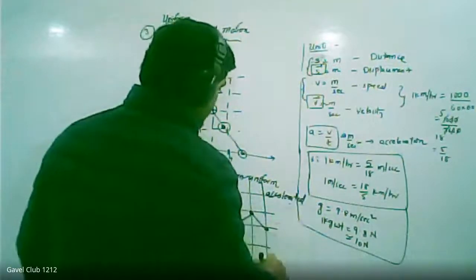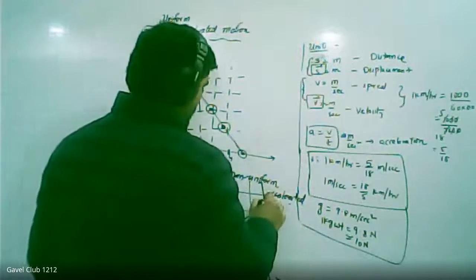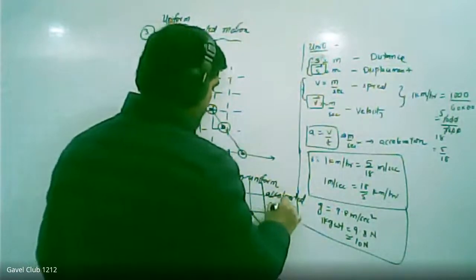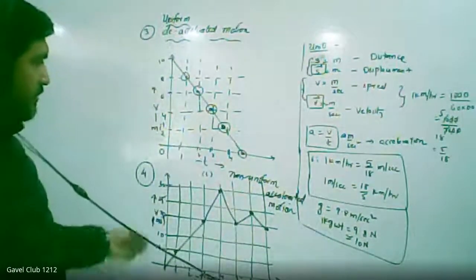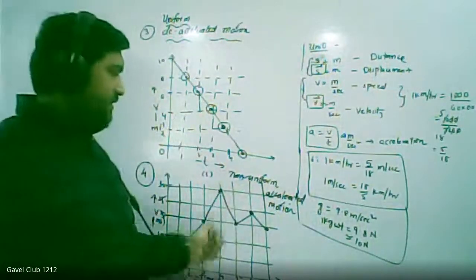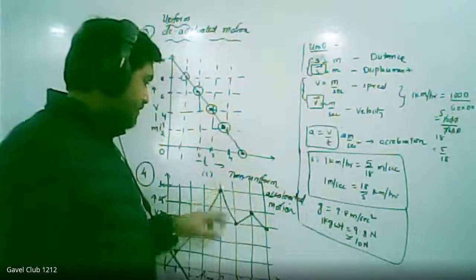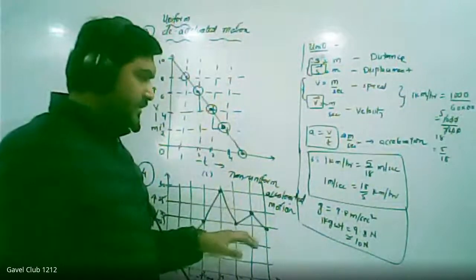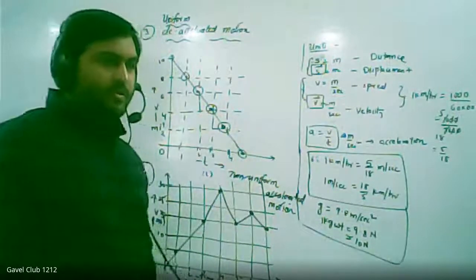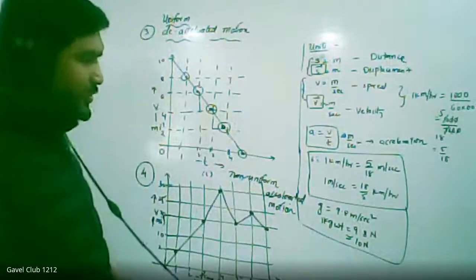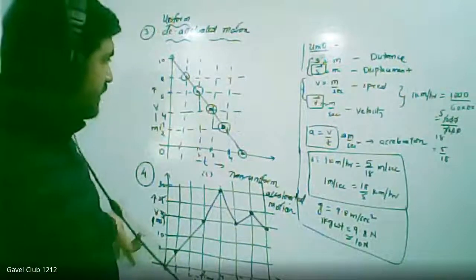Non-uniform accelerated motion. This is the fourth category of graph, where the object's speed continuously changes from peak to downward. So it increases as well as decreases, again increases, again decreases. This kind of graph we say the object is moving with decelerated motion. This is the fourth category of the graph we have.